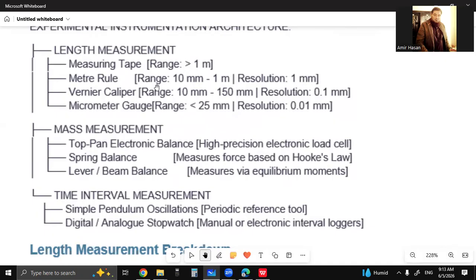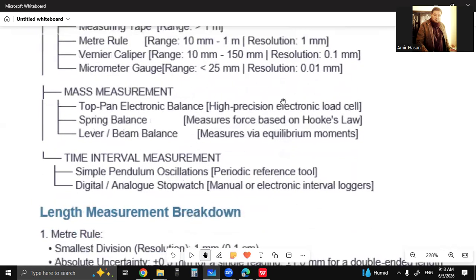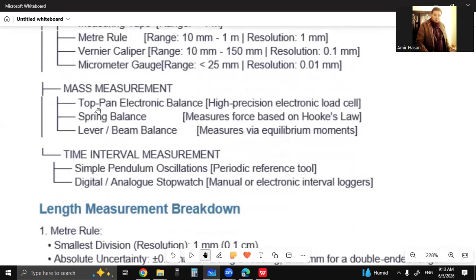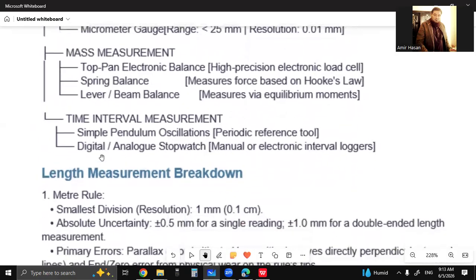When we are using this instrument, we can measure a smallest value, from measuring tape to micrometer. Now, mass measurement: top pan electronic balance we use for the measurement of the mass. Spring balance we use for the measurement of mass and weight. Lever beam balance is also used for mass measurements.